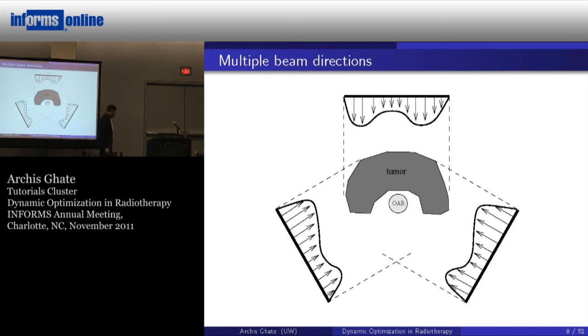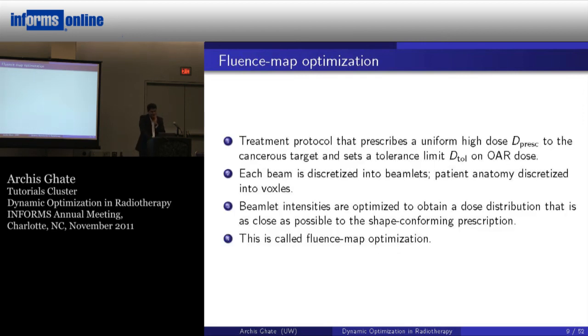So that's basically why you would use multiple beams, and that depends on the geometry of the tumor in relation to your organs at risk. For something like this, a concave geometry with an OAR hidden inside, multiple beams will make sense. Okay. Any questions so far? Okay. So that's the basic idea.